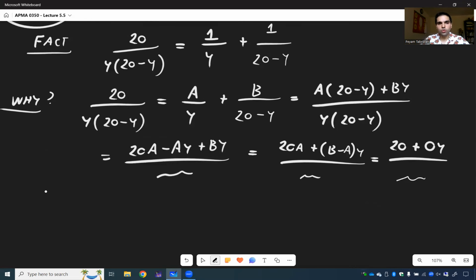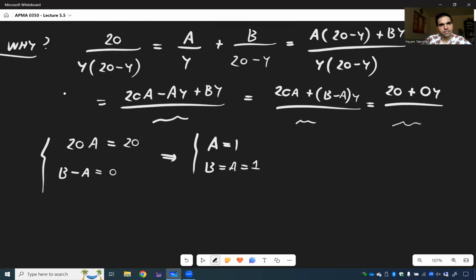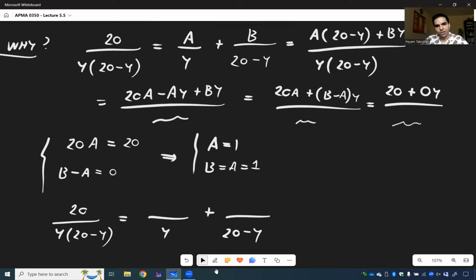So now all we need to do is compare. So 20a equals 20, and then b minus a equals 0, which means that a equals 1 and b equals a equals 1. And that gives us precisely the identity above, because it says that 20 over y times 20 minus y is 1 over y plus 1 over 20 minus y. And this will allow us to evaluate our integral.